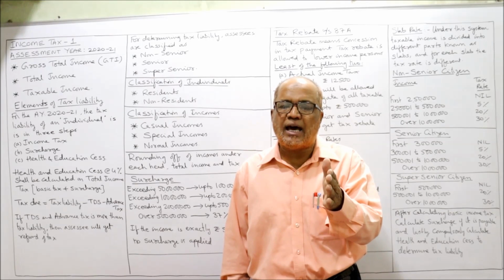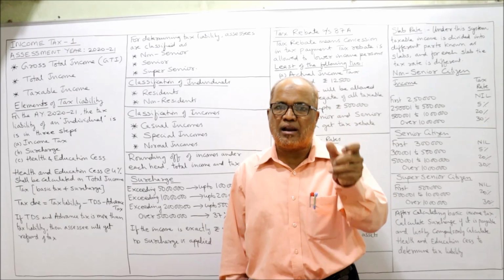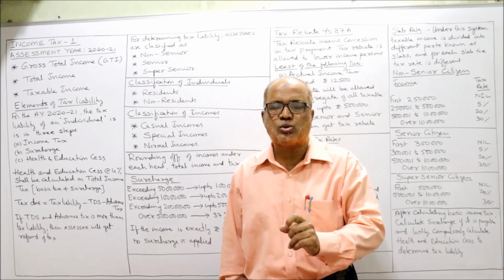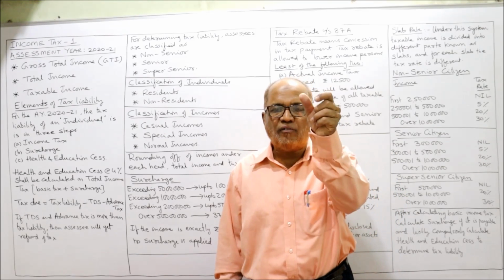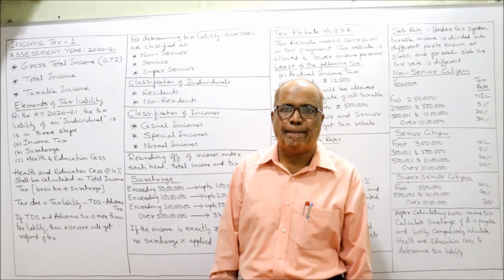So individually an assessee has to calculate separately how much is income from salary, how much is income from house property, then profits and gains, capital gains, other sources. After calculating, we'll take the total. The total of all the 5 heads is called gross total income.